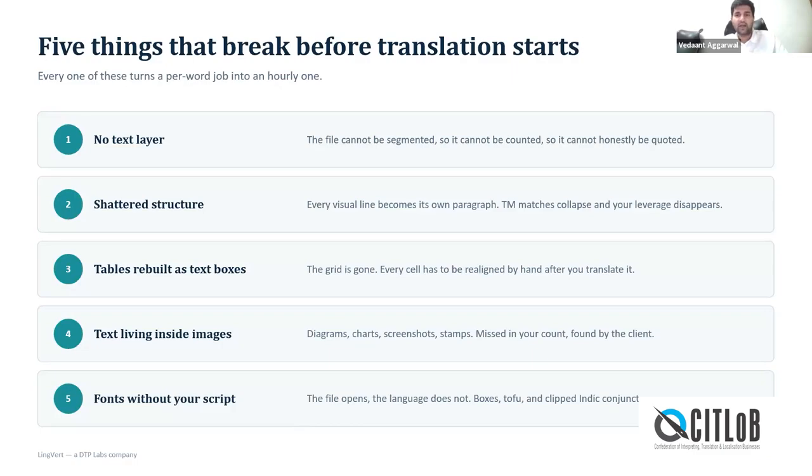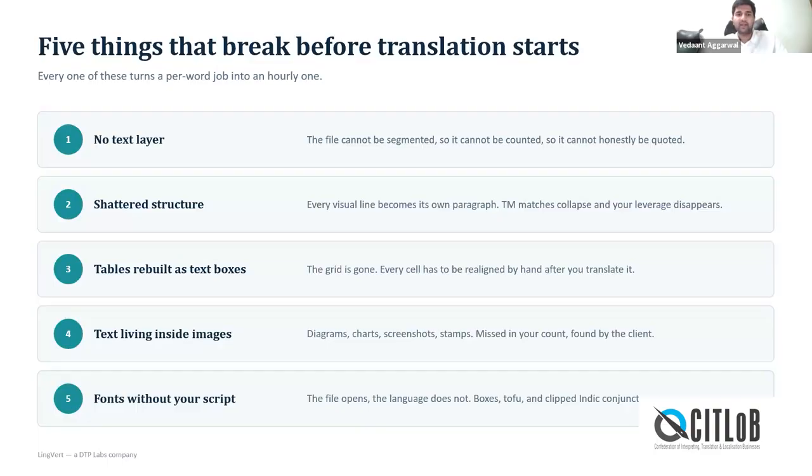When a PDF converts badly, every visual line becomes its own paragraph. Your sentences split across three segments. Your 95% translation memory matches read as new segments. You have a memory full of work you've already done and you pay new words to redo it. That's not a file problem, that's a money problem.